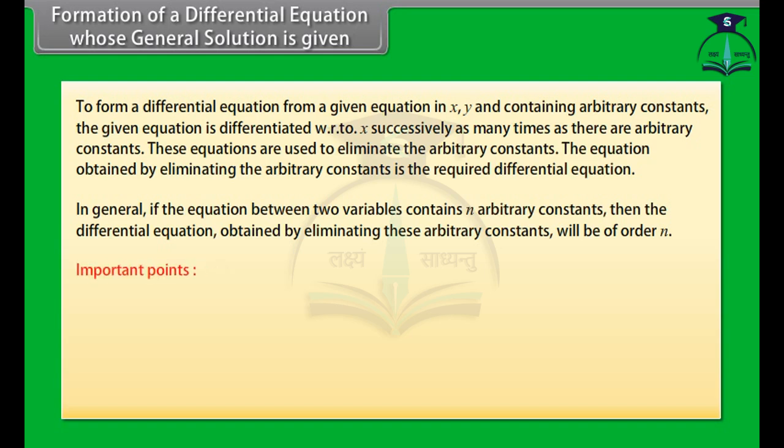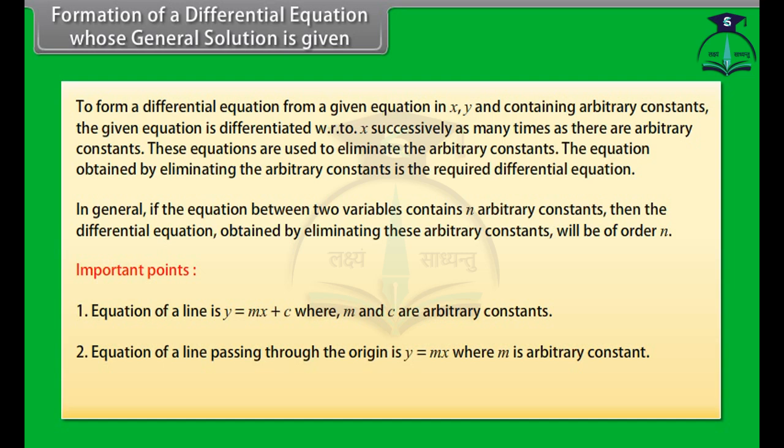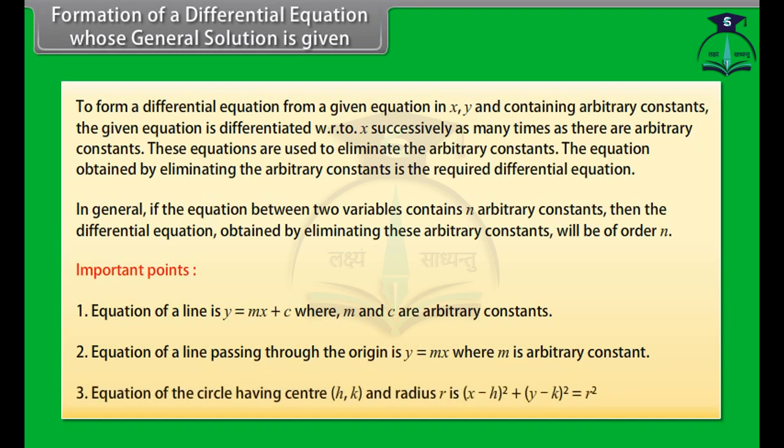Important points. Equation of a line is y = mx + c, where m and c are arbitrary constants. Equation of a line passing through the origin is y = mx, where m is an arbitrary constant. Equation of the circle having center (h, k) and radius r is (x - h)² + (y - k)² = r².